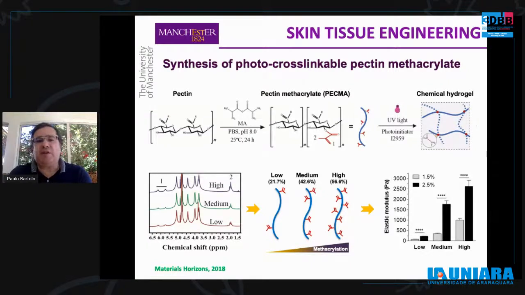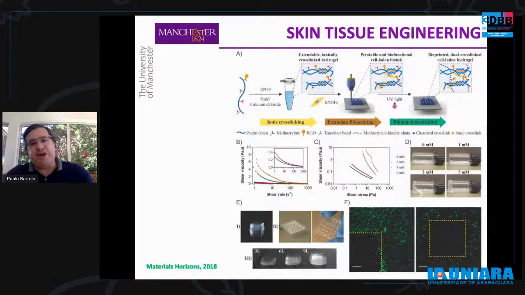We have done that using methacrylate anhydride, and we consider different levels of functionalization, different levels of methacrylation, to create pre-polymers with different rheomechanical properties. And then we prepare a protocol to print this bio-ink.